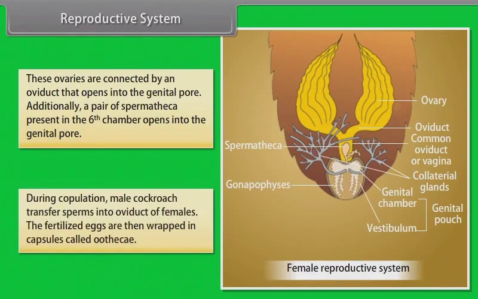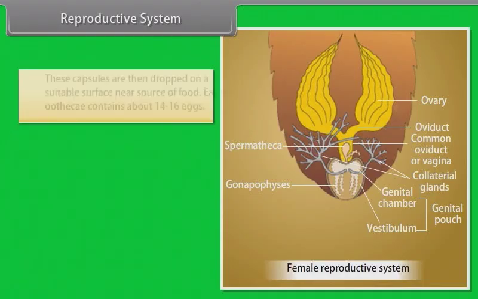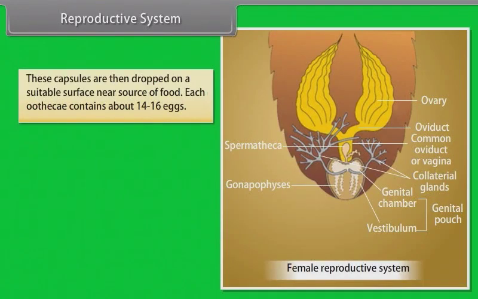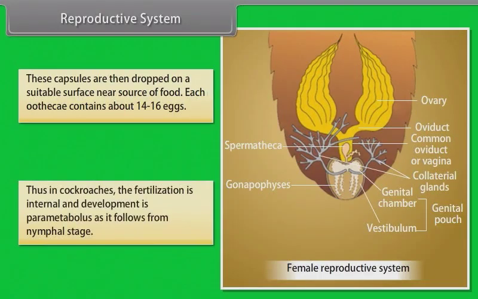During copulation, the male cockroach transfers sperms into the oviduct of the female. The fertilized eggs are then wrapped in capsules called oothecae. These capsules are then dropped on a suitable surface near a source of food. Each ootheca contains about 14 to 16 eggs. Thus, in cockroaches, the fertilization is internal and development is paurometabolous, as it follows from the nymphal stage.